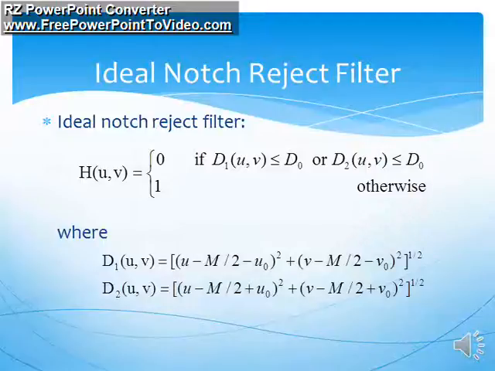We have to keep in mind that D1(u,v) is equal to [(u minus M/2 minus u0) whole square plus (v minus M/2 minus v0) whole square] to the power half, and here D2(u,v) is equal to [(u minus M/2 plus u0) square plus (v minus M/2 plus v0) square] to the power half.